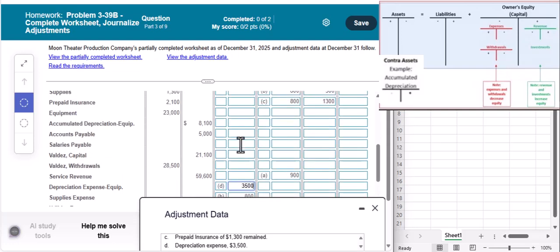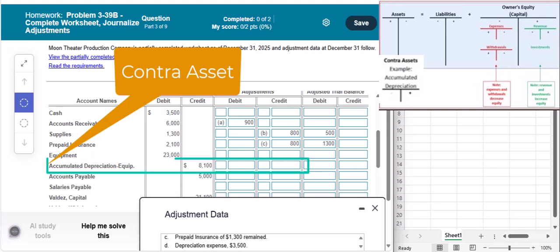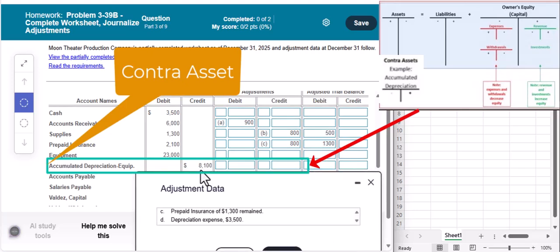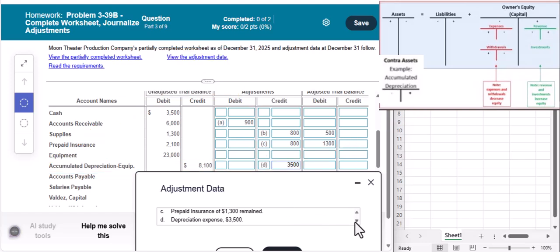So we can scroll back up here. That is a contra asset. So with contra assets, those ones increase with a what? A credit, on the credit side. So on the right side. So then we're going to go to our credit column, and we can scoot this up here to make sure we put it in the right line, the right row. So that is going to be a credit for transaction D of 3,500. And remember, accumulated depreciation only accumulates. It only gets higher.